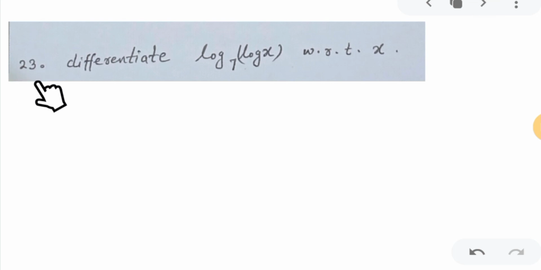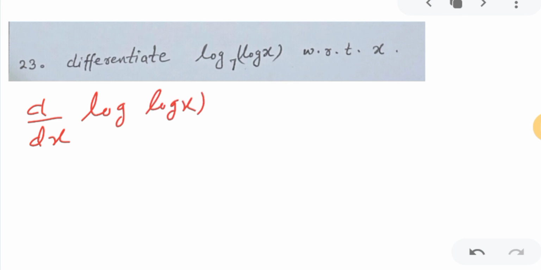Question number 23. What is question number 23? Differentiate log of log x to the base 7 with respect to x. Okay, so this is nothing but log x only. We'll use the chain rule. So see this question carefully. Log of log x to the base 7, correct? This is the question. Now what I will do, I will change the base, correct?